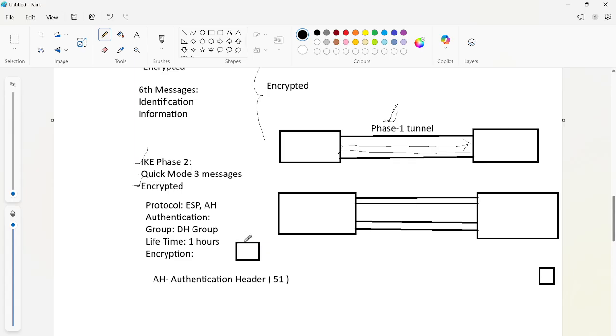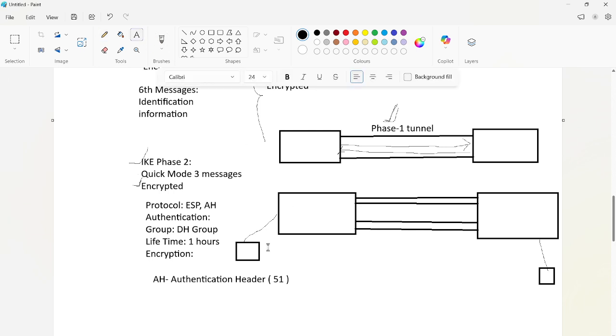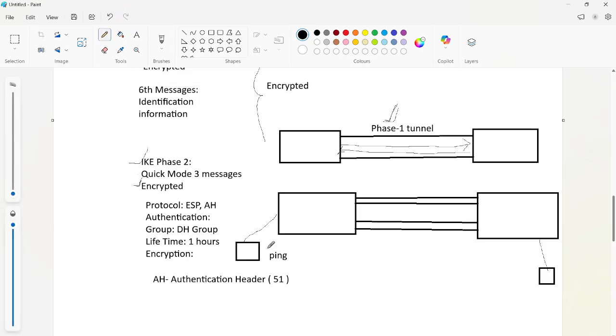Now this user is trying to communicate from Hyderabad to Kurnool. The Hyderabad user is trying to communicate with the user in Kurnool. Let's suppose you are trying to ping from the Hyderabad user to the Kurnool user. We can consider this ping traffic, this ICMP traffic, as our actual data.